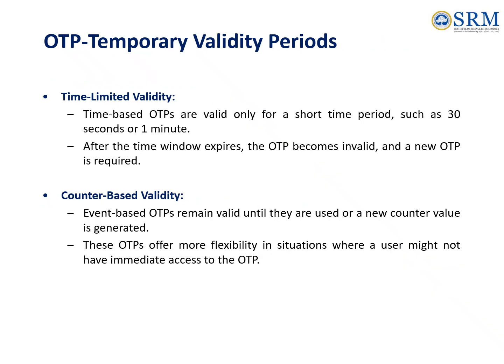In time-based OTP systems, the password remains valid only for a short duration, such as 30 seconds or 1 minute. After the time expires, the OTP automatically becomes invalid and a new OTP must be generated. This reduces the chance of attackers reusing stolen passwords. In the case of event-based OTP systems, the OTP remains valid until it is used or until a new counter value is generated. So, compared to time-based OTP, event-based OTP provides slightly more flexibility for users.